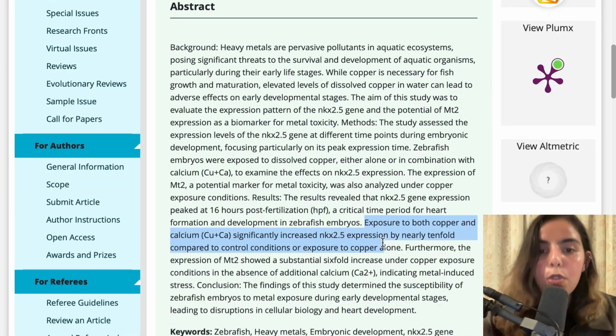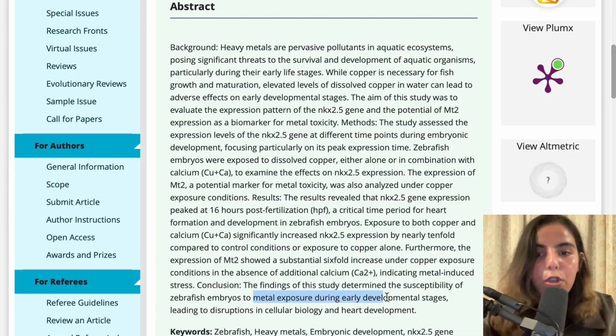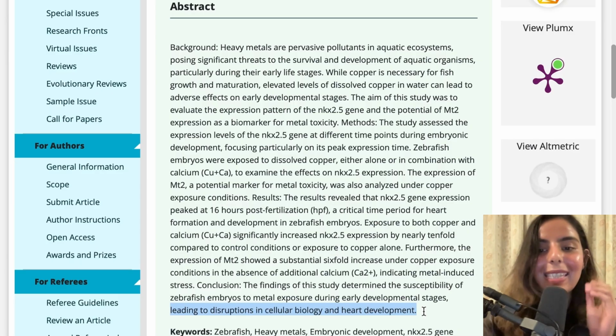So they see that exposure to both copper and calcium significantly increased the gene expression by nearly 10-fold compared to control condition. You know, even compared to exposure to copper alone. And this tells us a lot. This really tells us that we cannot afford to have calcium and copper supplementation going on simultaneously. This metal exposure during early development stages is leading to disruptions, as you can see it says here, in cellular biology and heart development. So no, the answer is again not excess calcium, not overloading yourself with calcium supplementation.